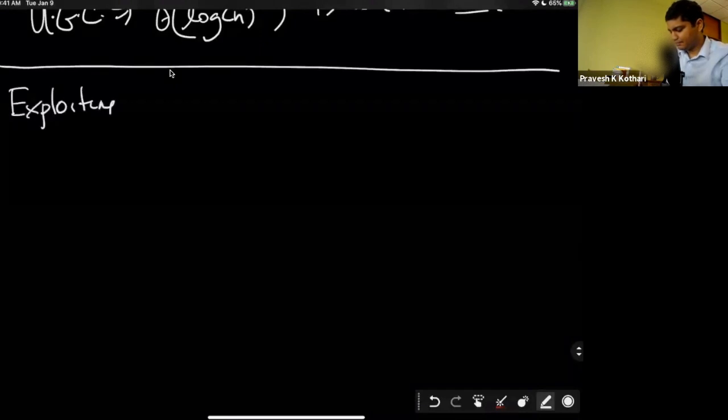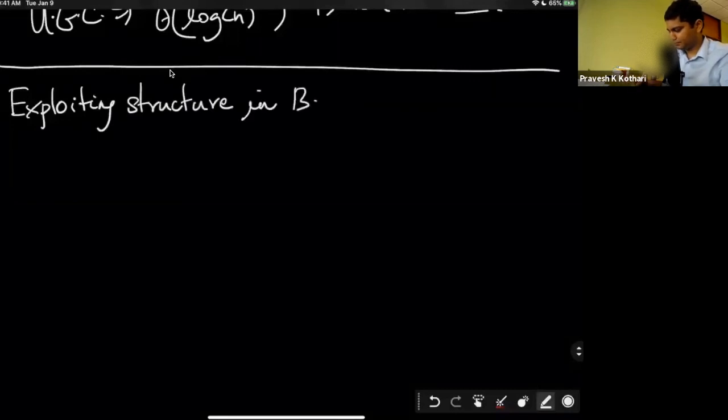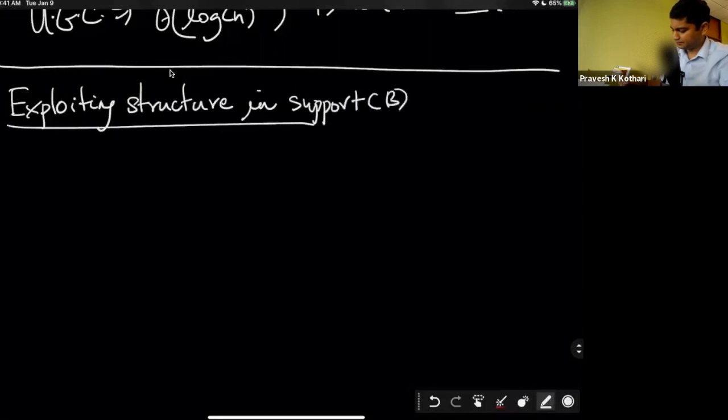And this is, as I said earlier, still about this problem of optimizing X transpose BX over the hypercube, but this time we want to assume some structure in the support of B. Well, actually it's not just structure in B, but structure in the support of B. And remember, support is the set of all pairs for which Bij is non-zero.